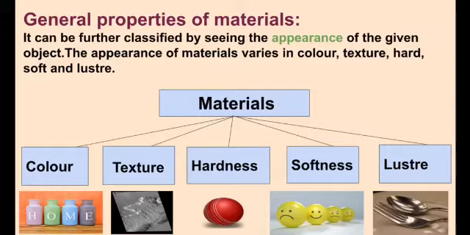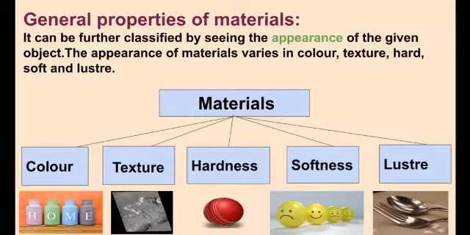What is the meaning of luster? Luster means shiny. If it has a shiny surface, it is called a lustrous object. If it does not have a shiny surface, it is called a non-lustrous object. So material can be divided by colors. Like this, you can see many colorful bottles in the picture.